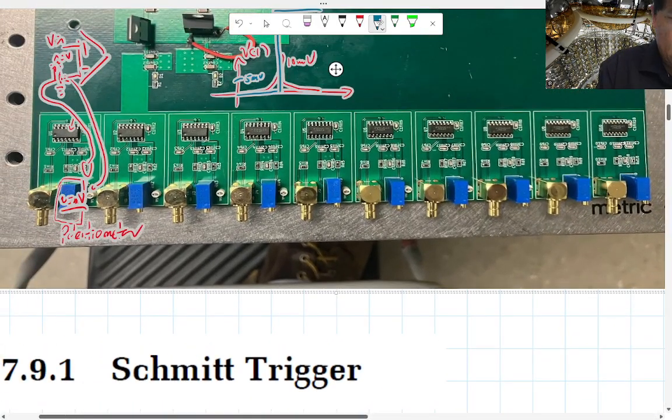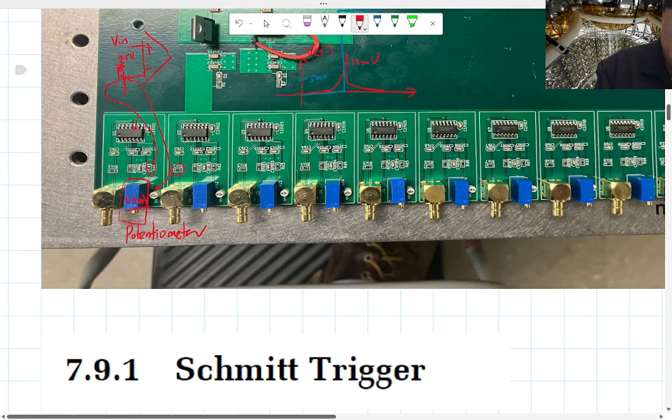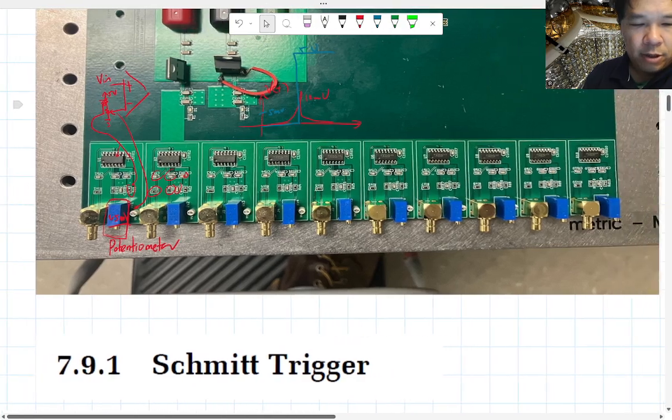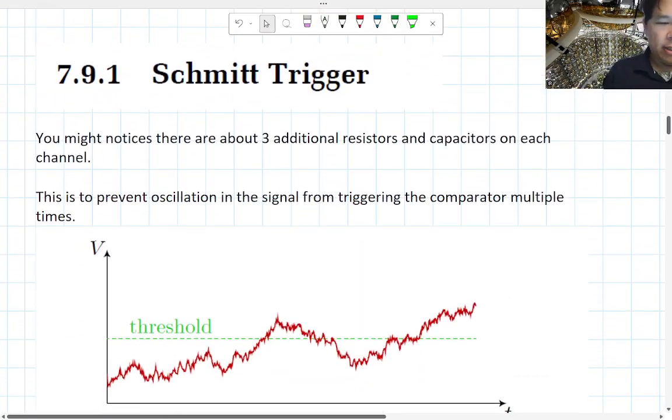There are additional... well, green's not going to work very well. We'll go back to red. Additional resistors and capacitors here, right? It's not just the potentiometer, right? Okay, so what are these things for?